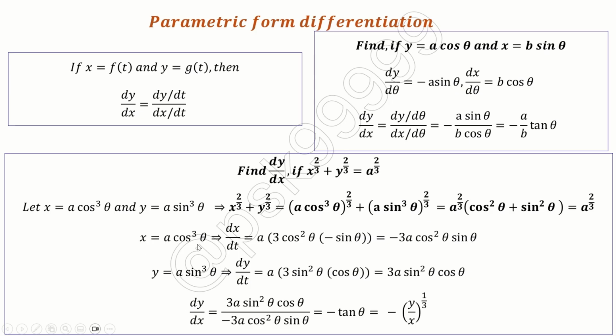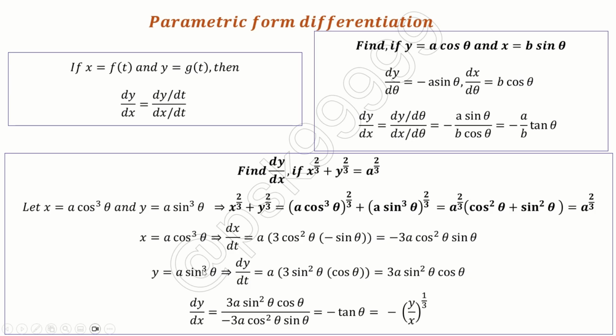x equals a cos cube theta. So dx by d theta equals a times 3 cos square theta, and the derivative of cos is minus sin theta, which is nothing but minus 3a cos square theta sin theta. dy by d theta is nothing but 3a sin square theta cos theta. Now dy by dx is nothing but minus tan theta.